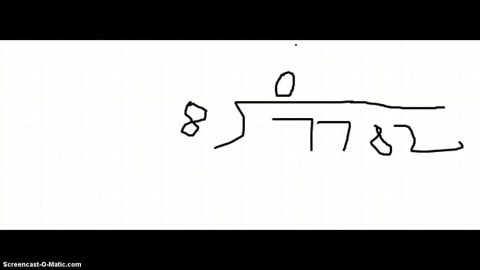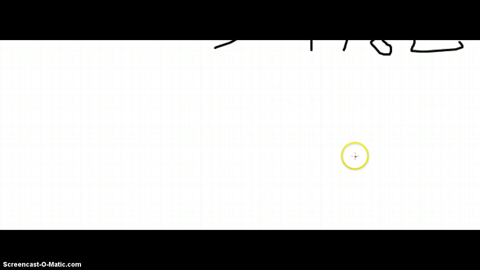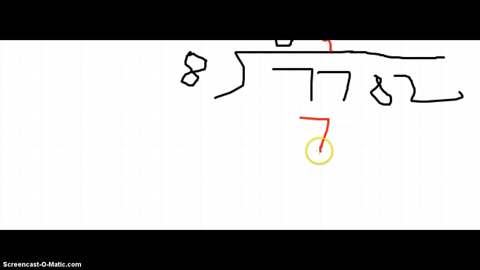Let me just change the color here. So 8, 0. Then we're going to go 80 divided by 7. It's going to be 9 because 9 is the closest. So you're going to write 9, and then write the answer, 72. Then you're going to subtract it. 77 minus 72 equals 5.